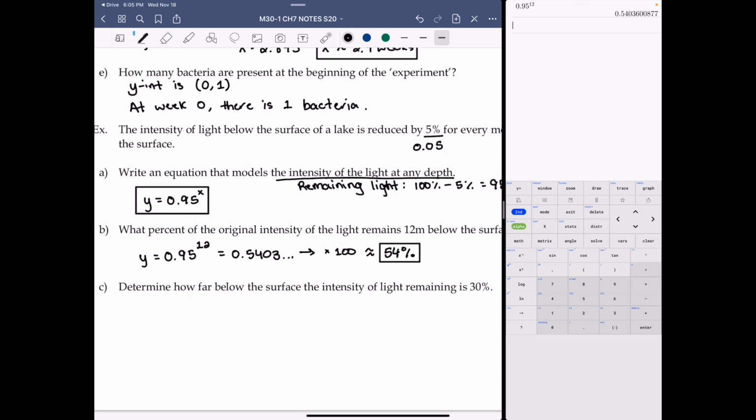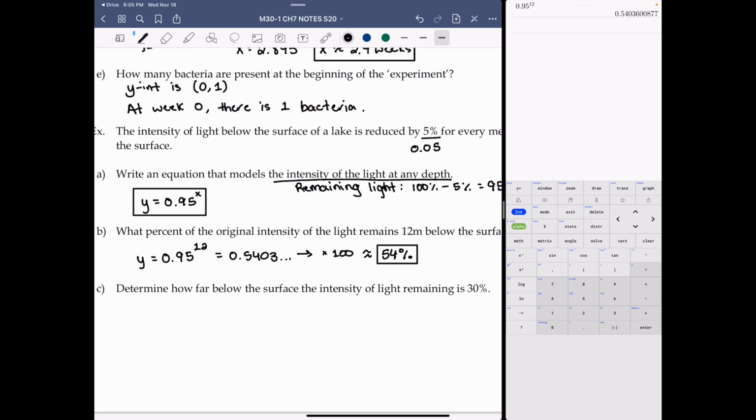Part C, determine how far below the surface the intensity of light remaining is 30%. So 30%, change that to a decimal, is 0.30. This is the light remaining, that's our y value. So now we have 0.30 equals 0.95 to the power of x. To determine the x value, we use our graphing calculator, put y1 equals 0.95 to the power of x, and y2 equals 0.30, and then find the x value of the intersection point.